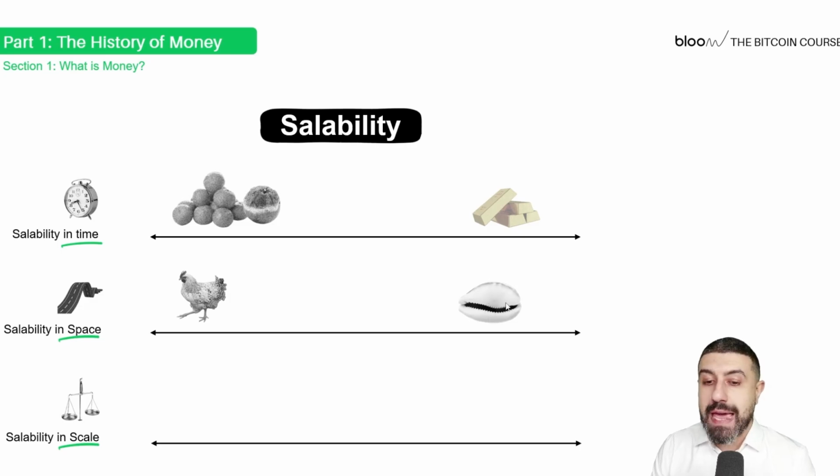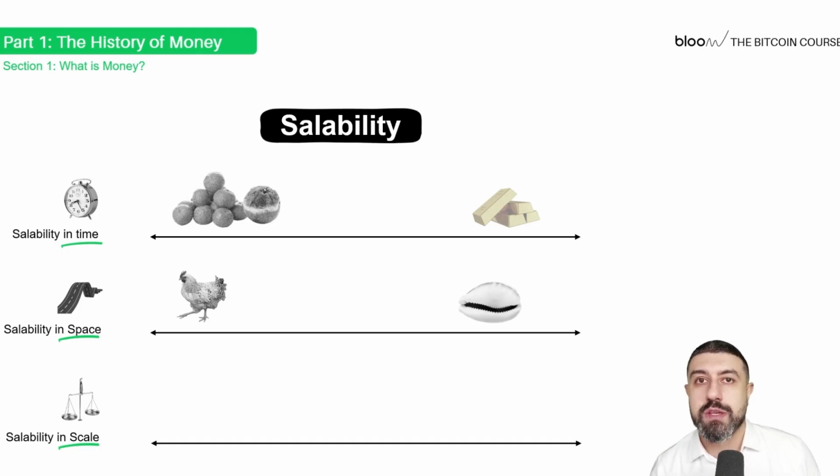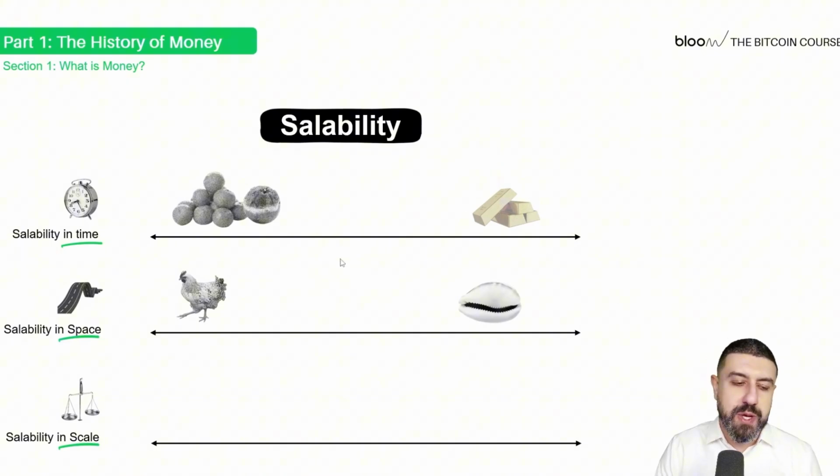If I want to use cowrie shells as money, well, cowrie shells are pretty small. I can put them in my pockets. I can make a necklace out of them and walk around with them. So that's pretty space saleable. Very little loss or cost in that movement. You know, if you're transacting and you're sending money to somebody that's far away, and you're incurring a lot of costs, there's a big fee to transact, that's not space saleable. You want the money with the least amount of loss as you're moving it in space, right? So you want the one that's highest on the salability scale because you want to be able to move it in time and in space with the least amount of loss possible.